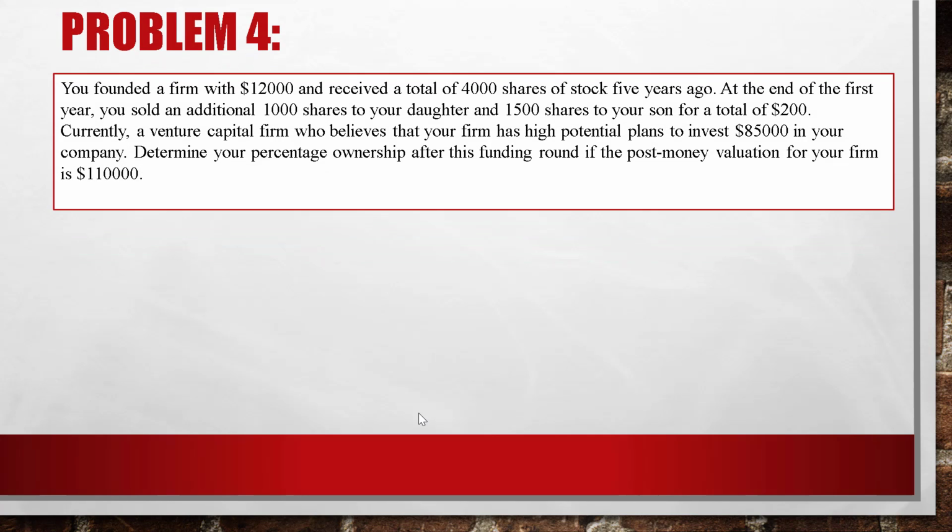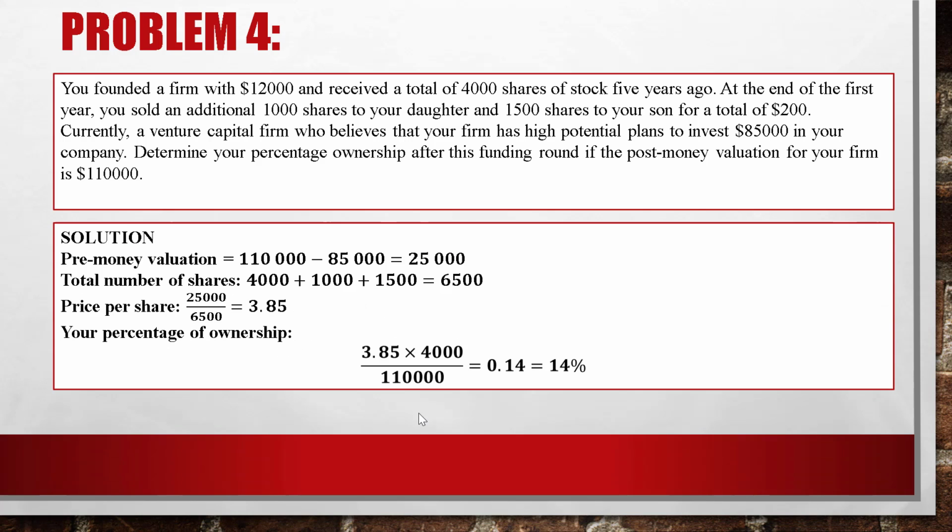Problem 4. You founded a firm with 12,000 and received a total of 4,000 shares of stock 5 years ago. At the end of the first year, you sold an additional 1,000 shares to your daughter and 1,500 shares to your son for a total of 200. Currently, a venture capital firm who believes that your firm has high potential plans to invest 85,000 in your company. Determine your percentage ownership after this funding round if the post-money valuation for your firm is $110,000.